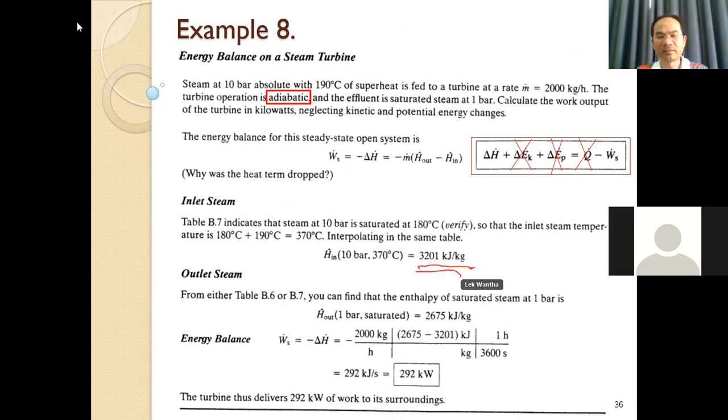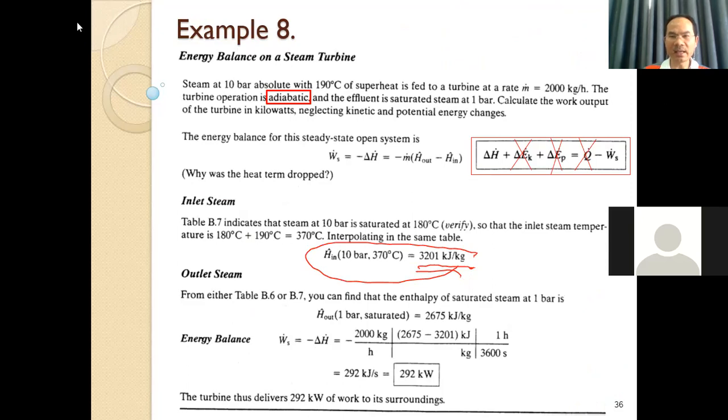That gives 3,201 kilojoules per kilogram. Or you can use the standard table from the website that I showed you previously. Now you know the inlet value, which is relative to the triple point already.